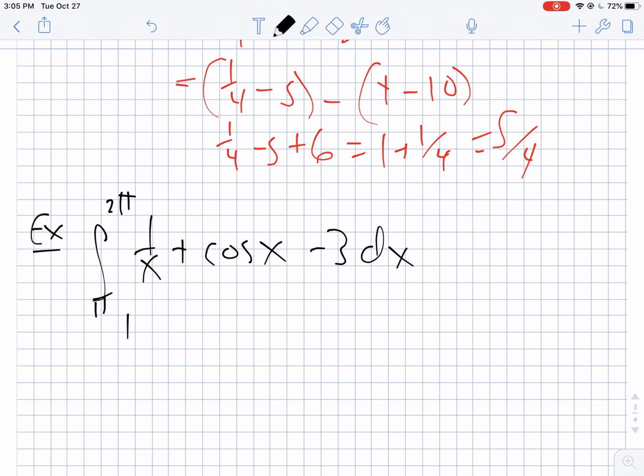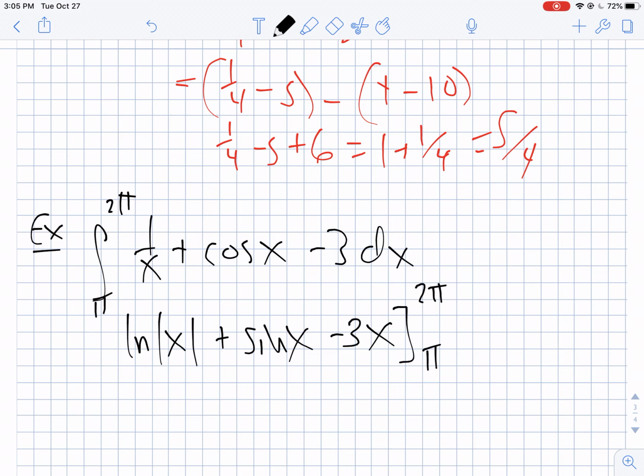Okay, well, we have three parts. 1 over x is the ln of absolute x. Derivative of sine is cosine, so the integral of cosine is sine. And then minus 3x. And then we go from pi to 2 pi. All right, so I have all three terms.